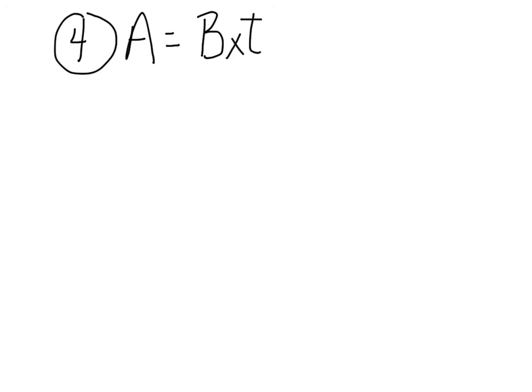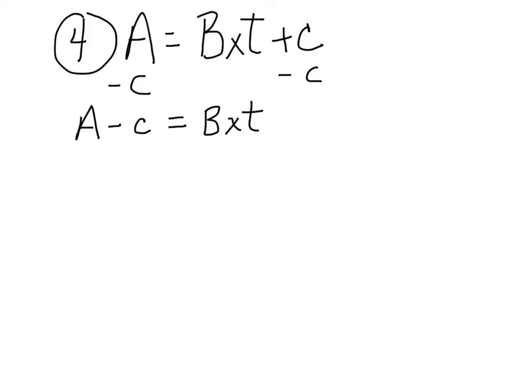Let's do example 4 now on the next page. A equals capital B xt plus c. I want to get the x by itself. You have no like terms, no parentheses to get rid of, so here's my x. I want to move the plus c. Subtract c, subtract c. That gives me capital A minus c equals b x t.